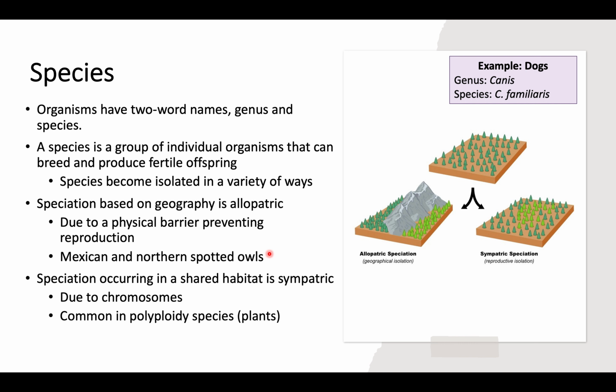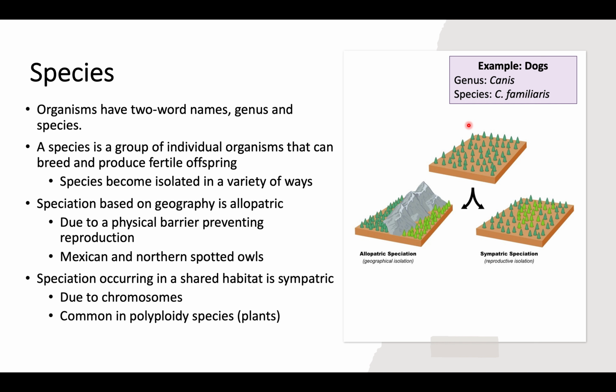Speciation that occurs in a shared habitat can also be called sympatric. So once again, if we have speciation or difference in species based on geography, it's called allopatric. If we have speciation occurring in a shared habitat, a habitat that's the same where they're not separated by geography, it's called sympatric. This would be due to chromosomes, commonly in polyploidy species. So this commonly happens in plants.